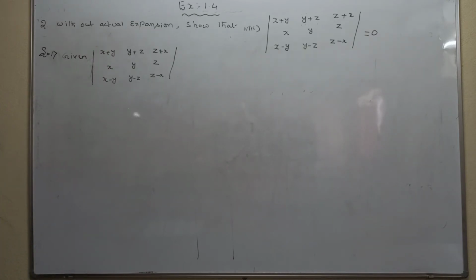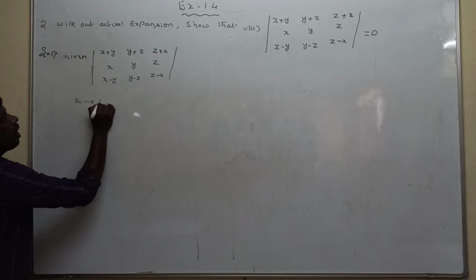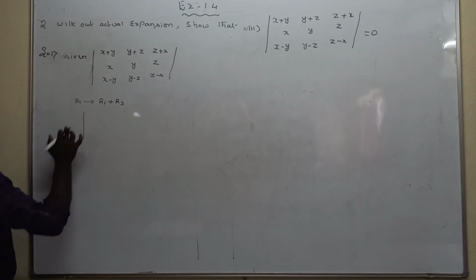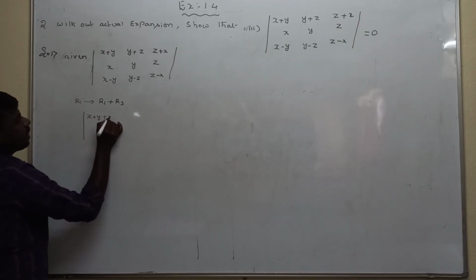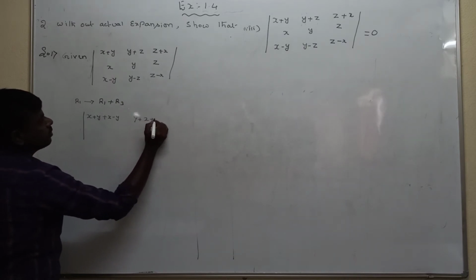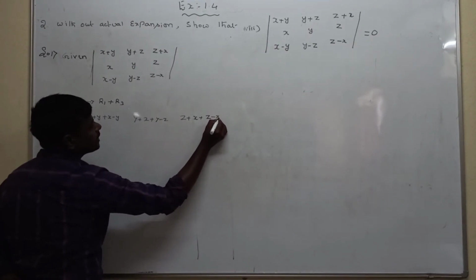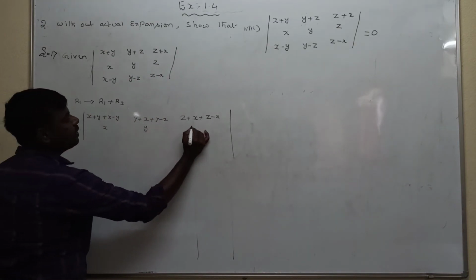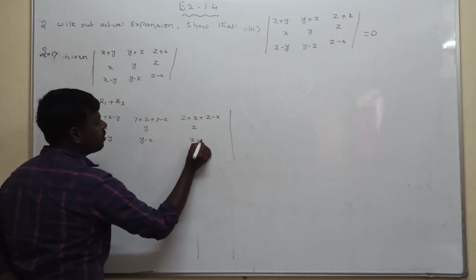R1 changes to R1 plus R3. We change the first row only. That's why the first row changes to first row plus third row. That's why x plus y plus x minus y, y plus z plus y minus z, next z plus x plus z minus x. But the second row and third row do not change here: x, y, z, and x minus y, y minus z, z minus x.